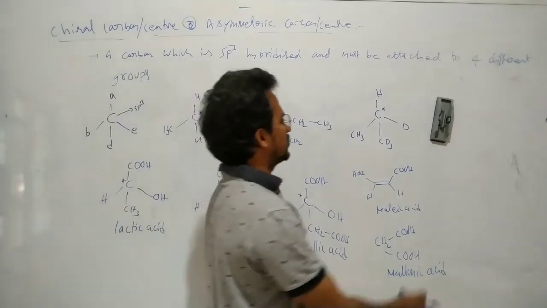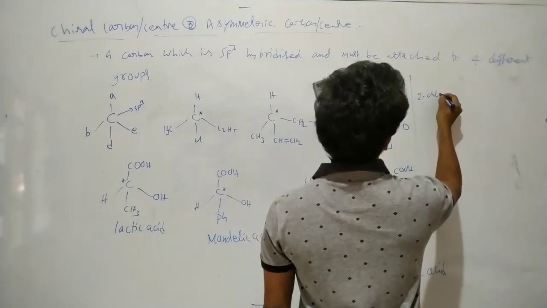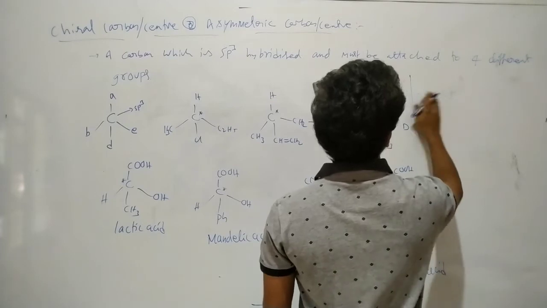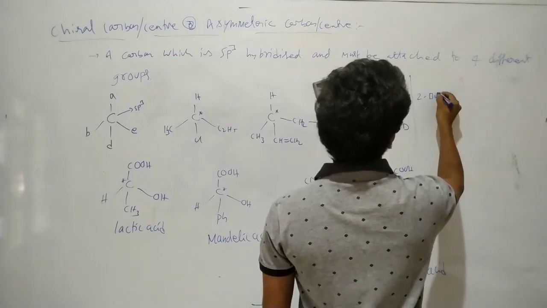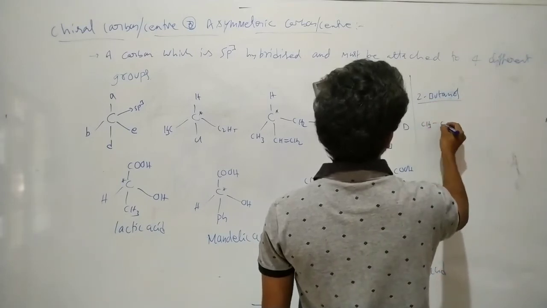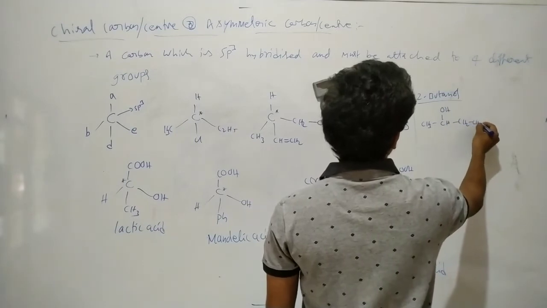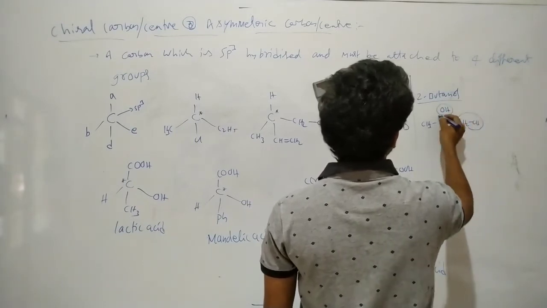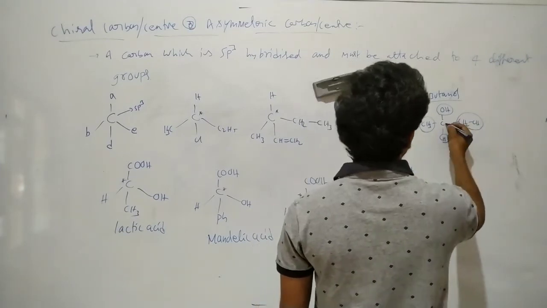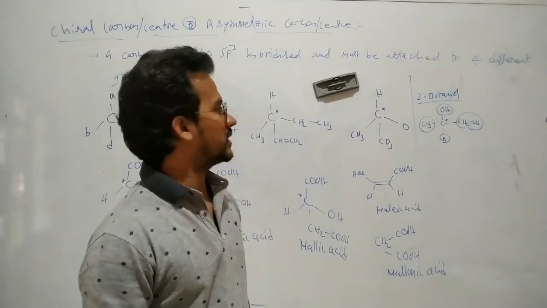Okay, and next, some more examples. For suppose 2-butanol. 2-butanol means CH3CH(OH)CH2CH3. Here the ethyl group, OH group, methyl group, and a hydrogen: 4 different groups, so it is a chiral carbon. 2-butanol has a chiral carbon.